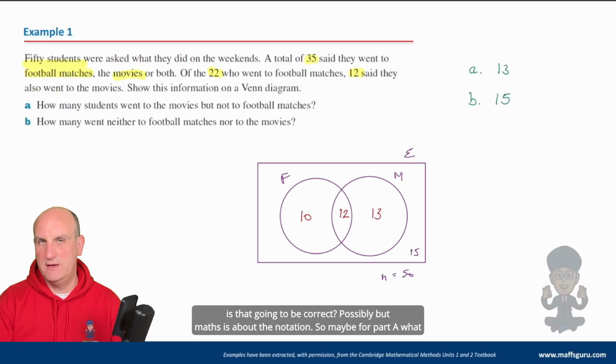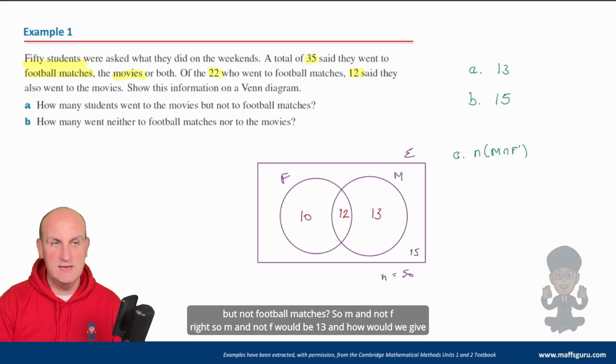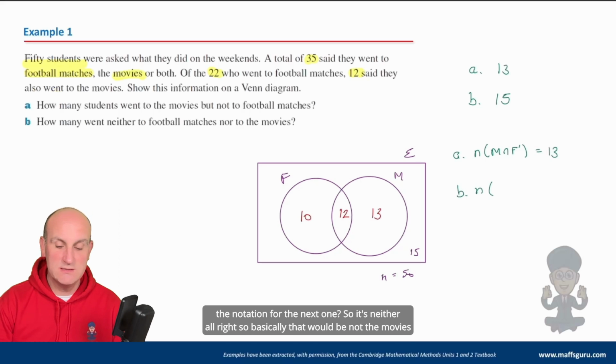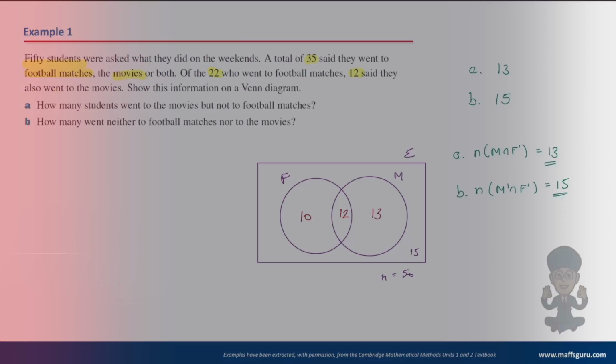Now, is that going to be correct? Possibly, but maths is about the notation. So maybe for part A, what we should have written was N, and in brackets, what does it want? How many students went to the movies but not football matches? So M and not F, all right? So N of M and not F would be 13. And how would we give the notation for the next one? It's neither, so basically that would be N of not M and not F, which would be 15. Notation is so important in this course.